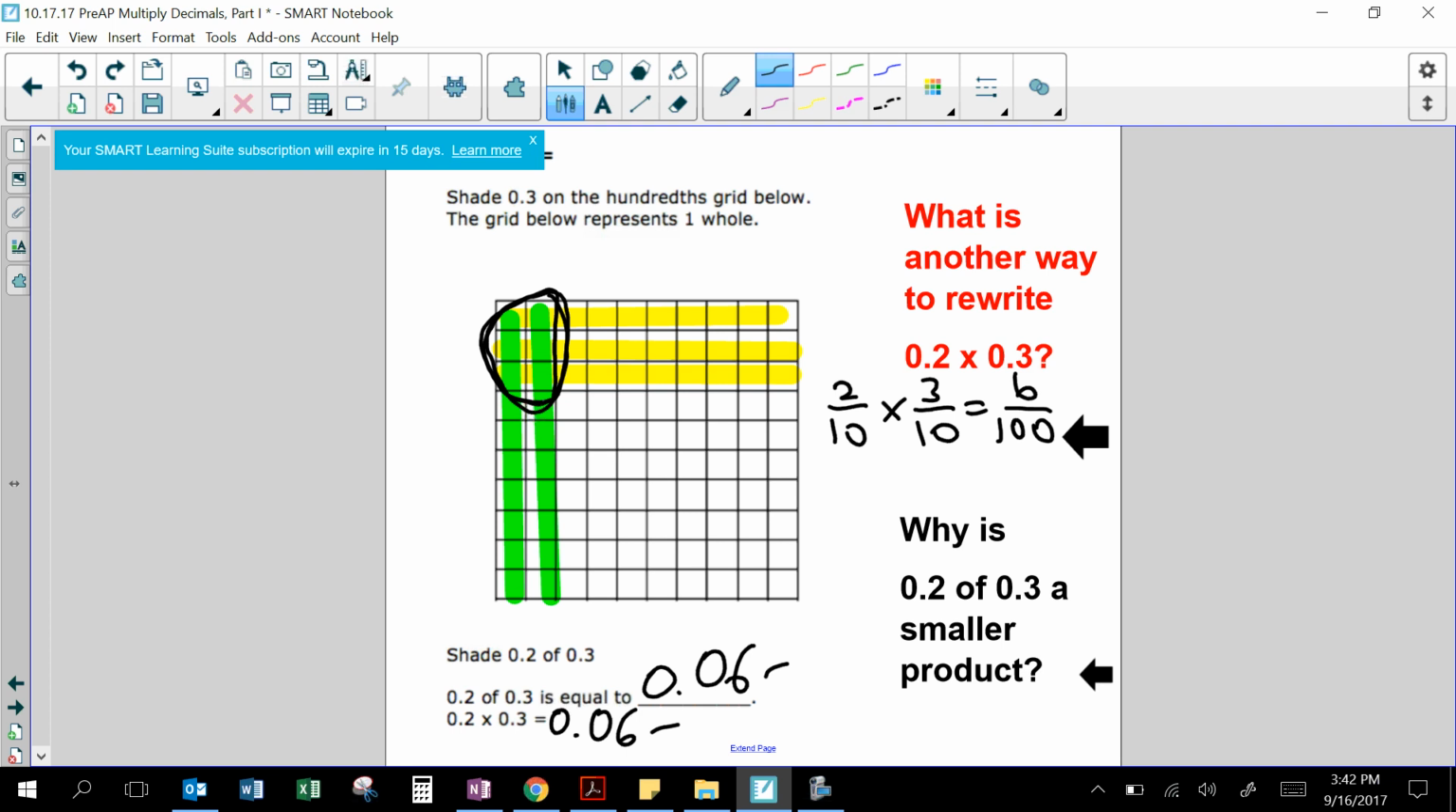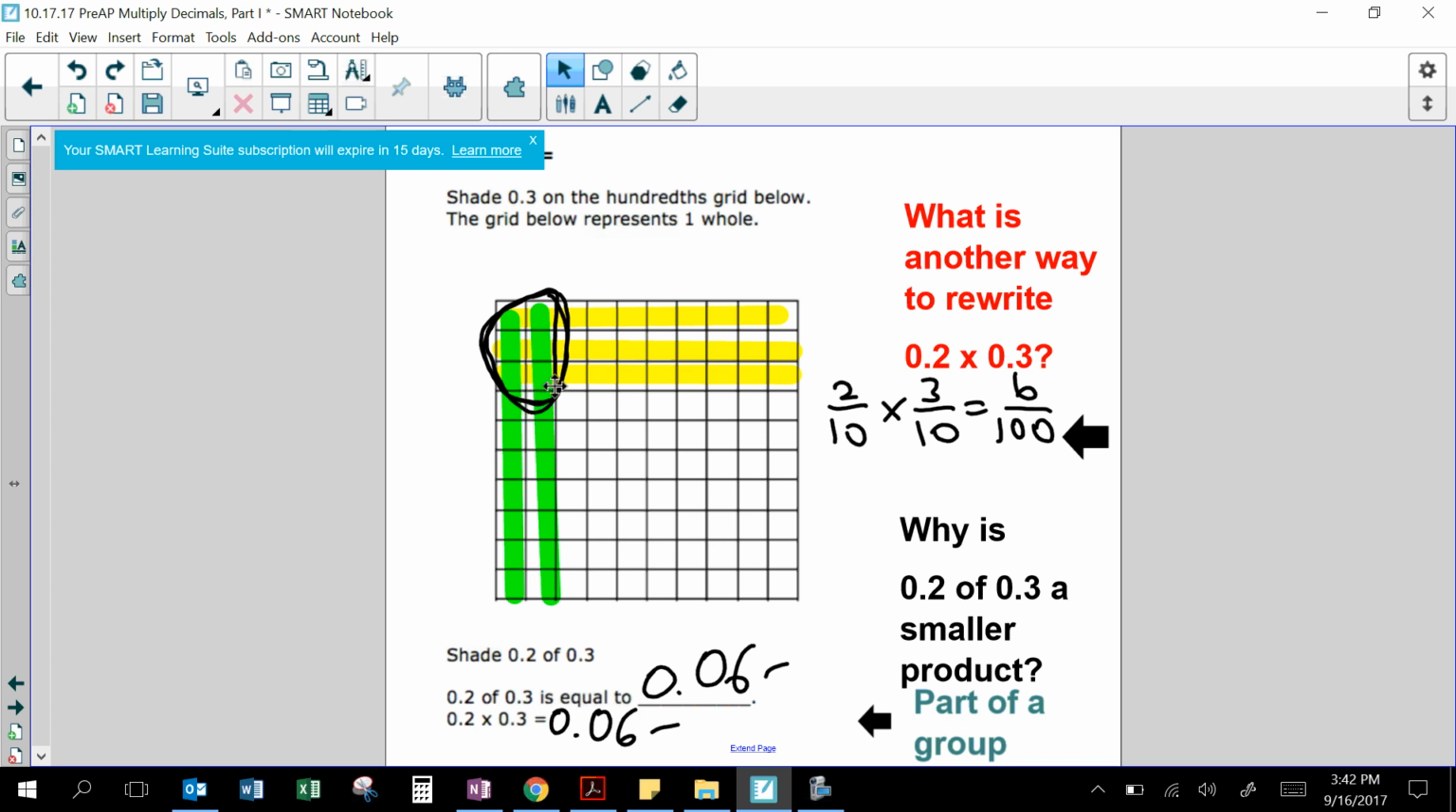Why is 2 tenths of 3 tenths a smaller product? Because let's think about it. We started with 3 tenths and we have 2 tenths here. Why is our product so much smaller than the original values, the original factors? Because you're finding 2 tenths a part of 3 tenths. Here's 3 tenths, you're finding a part of it. You're finding part of a group. That is why it is smaller.